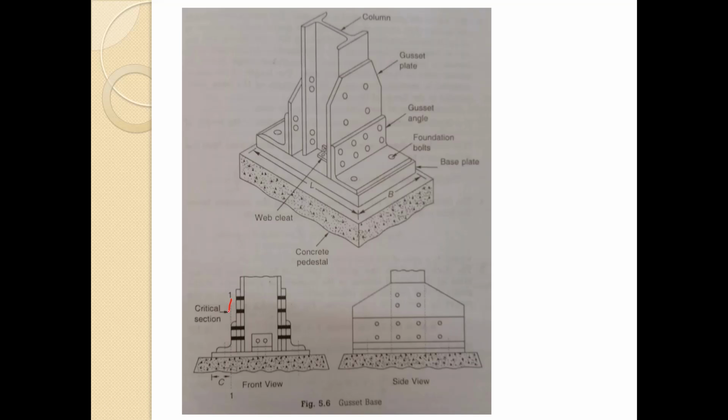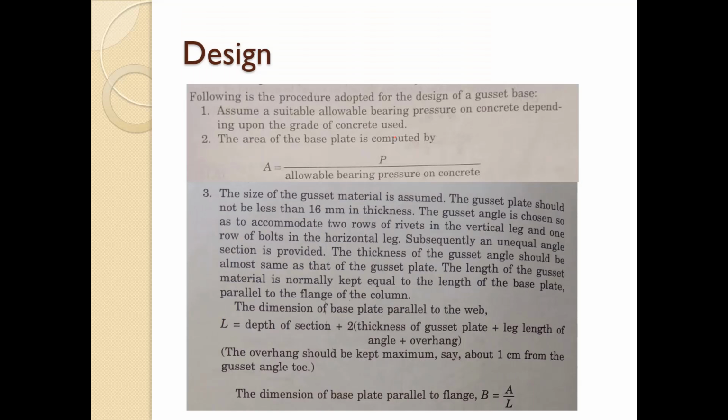That is, you can see this critical section 1-1. So it is at the face of, or at the edge of this particular angle, and the angle will also help to take that bending moment, that we will see in the procedure. So the following procedure will be adopted for the design of the gusset base.